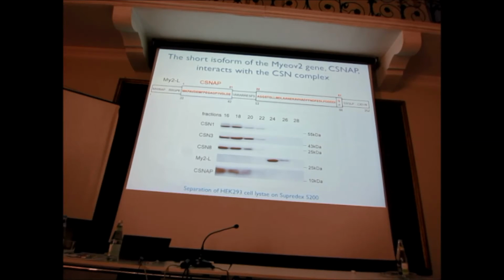So one of the first biochemical assays that we did is that we took cell extracts and we separated them on a size exclusion column, and then we looked at the different fractions, and we could see that the signalosome subunit and CSNAP elute exactly at the same fraction, whereas the longer isoform elutes at lower molecular weight fractions, suggesting again that it is not part of the complex.